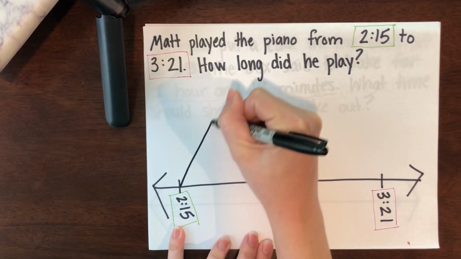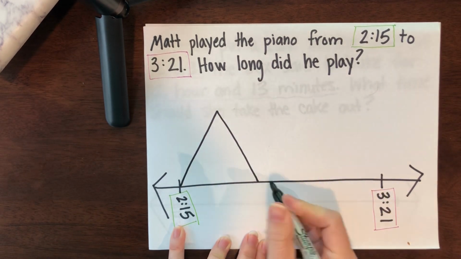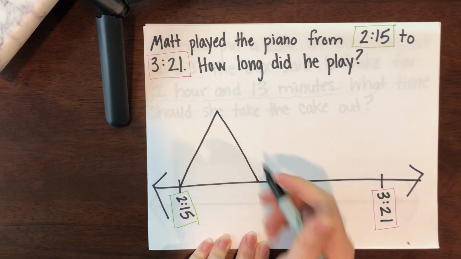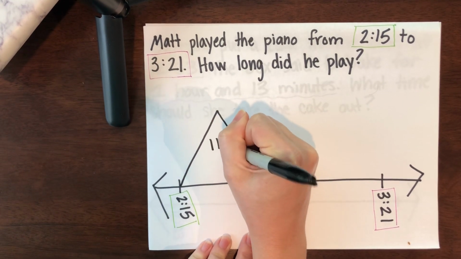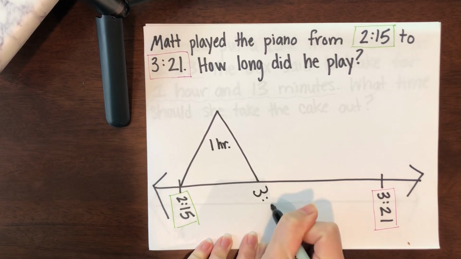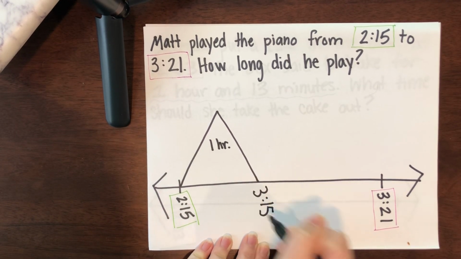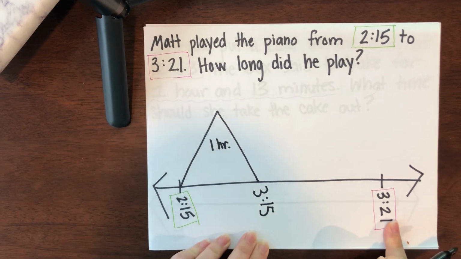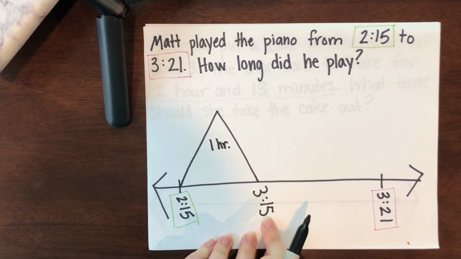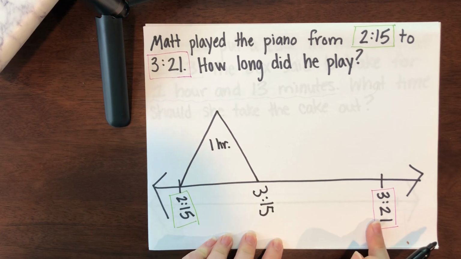I'm gonna draw one mountain, and underneath the number line, I'm gonna write the time that it is now. So if 1 hour has passed, that means it is now 3:15. But I'm not to my end time yet, so I need to keep drawing mountains, hills, or rocks till I get to 3:21.